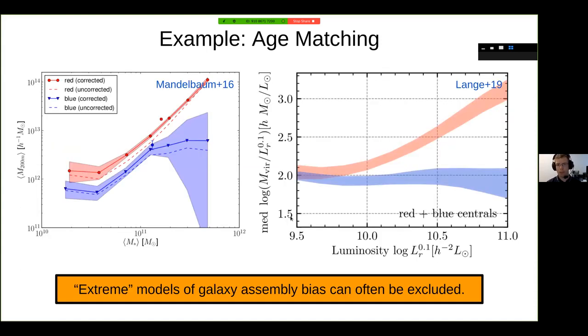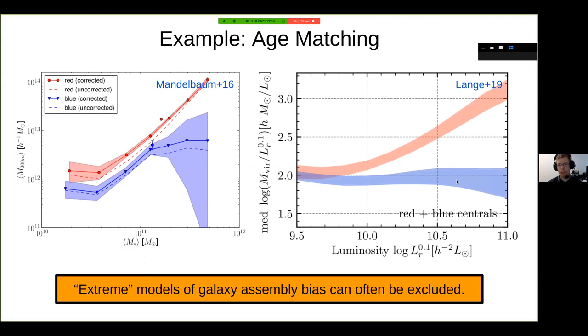So just two examples here. This is from galaxy-galaxy lensing. What we see is the average dark matter halo mass as a function of stellar mass. And here from satellite kinematics, the mass to light ratio as a function of luminosity. So here separately for red and blue. And we see there is actually a strong difference in halo masses in the sense that red galaxies live in more massive dark matter halos than blue galaxies.